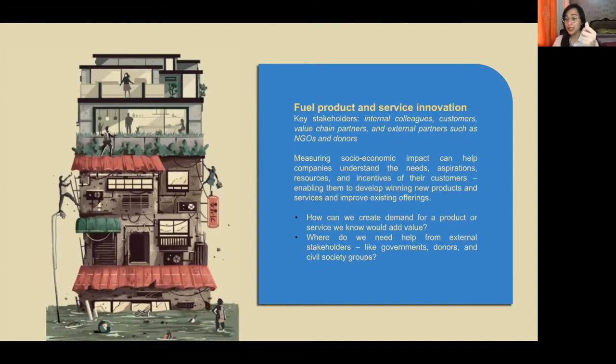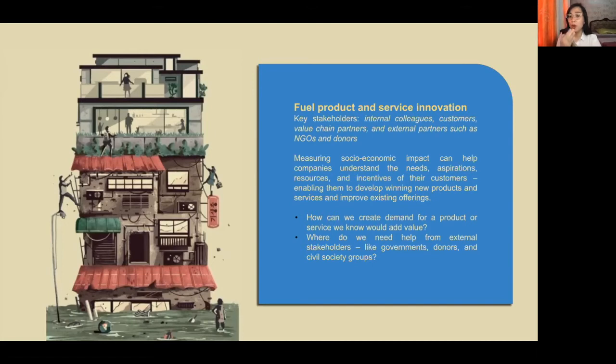Now, since I've already identified that one, my job now is to find new opportunities, to find new products, new services that I could offer to my market in order for me to fully engage with them. Okay? So, how can we create demand for a product or a service we now know would add value? Okay? So, paano natin yun gagawin? How can we create that particular demand?